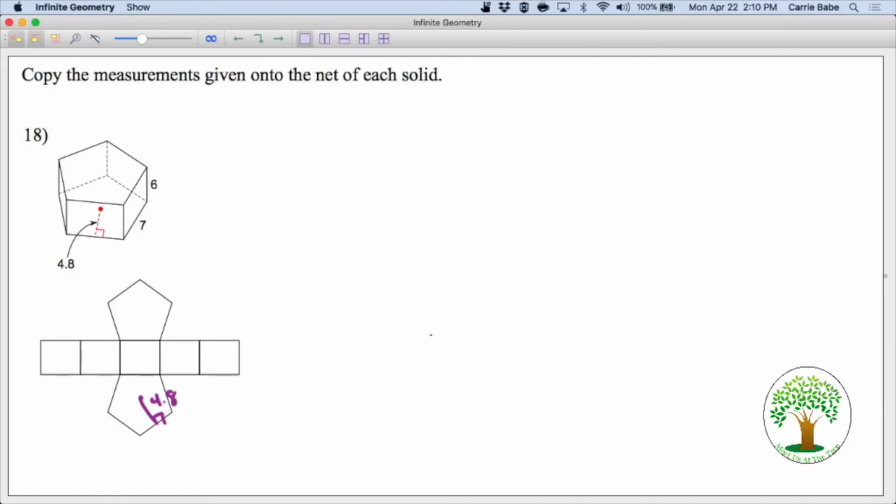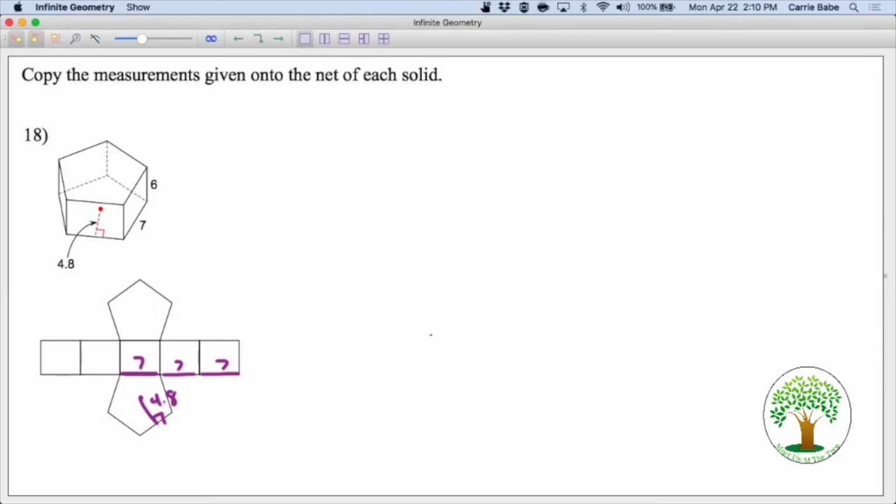Which one's the 6 and which one's the 7? The 7 would be one of the sides connecting to the pentagon, or it would be one of the sides in the center box. It would be one of the sides that's adjacent to wherever you. Is that a 6 or is that a 7? That's a 7. So all these are the 7s, right?